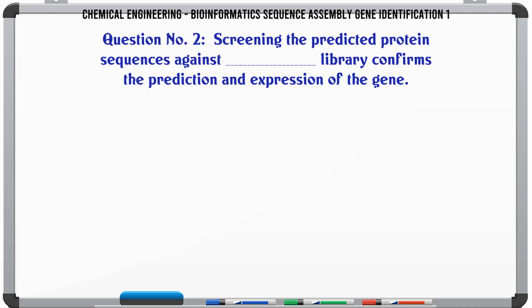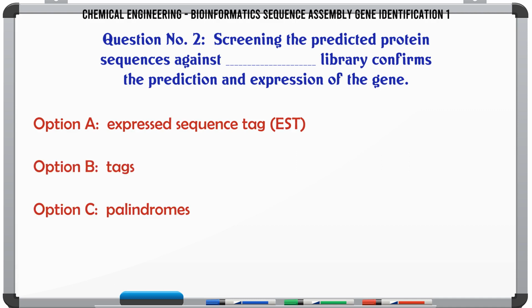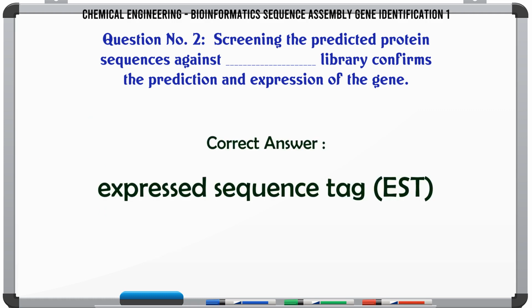Screening the predicted protein sequences against library confirms the prediction and expression of the gene. A. Expressed sequence tag (EST). B. Tags. C. Palindromes. D. Proteomes. The correct answer is expressed sequence tag (EST).